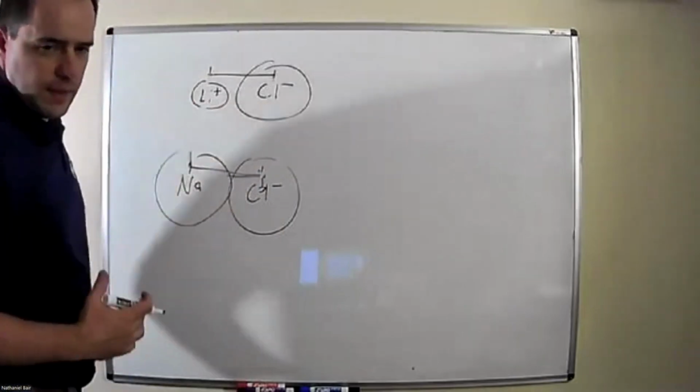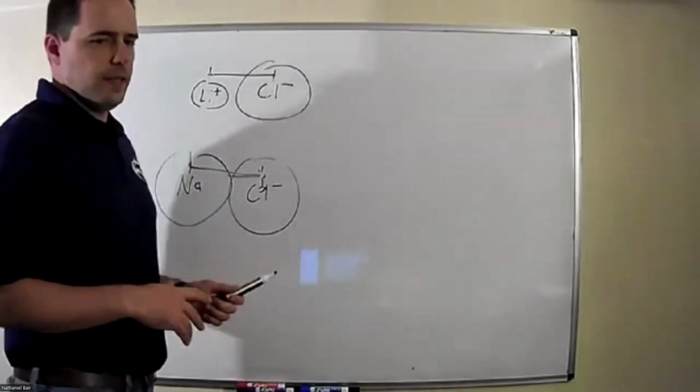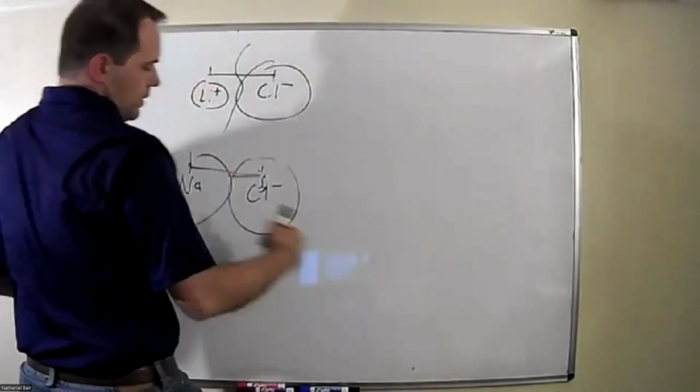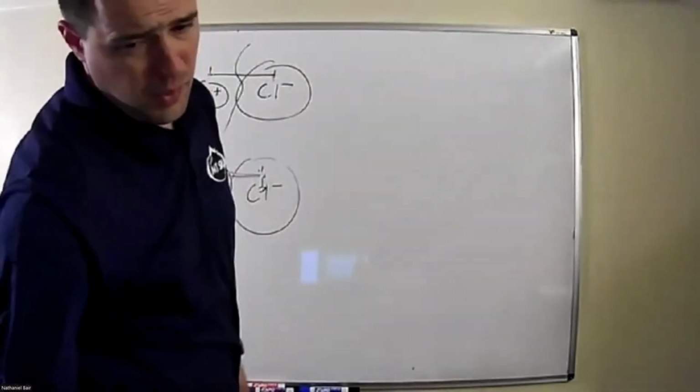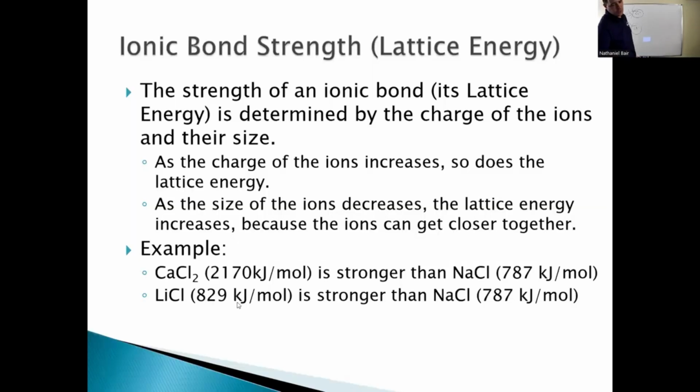So how big of an effect does this have? Not nearly as much as charge. It's going to be a little harder to rip the lithiums and chlorides apart than the sodiums and chlorides, but not much harder. If you look at the data here, it takes 829 kilojoules of energy to rip a mole of lithium chloride ions apart, and almost 787 kilojoules of energy to rip a mole of sodium chloride apart. So lithium chloride is not that much stronger. You do the math, it's not really that much stronger than sodium chloride.